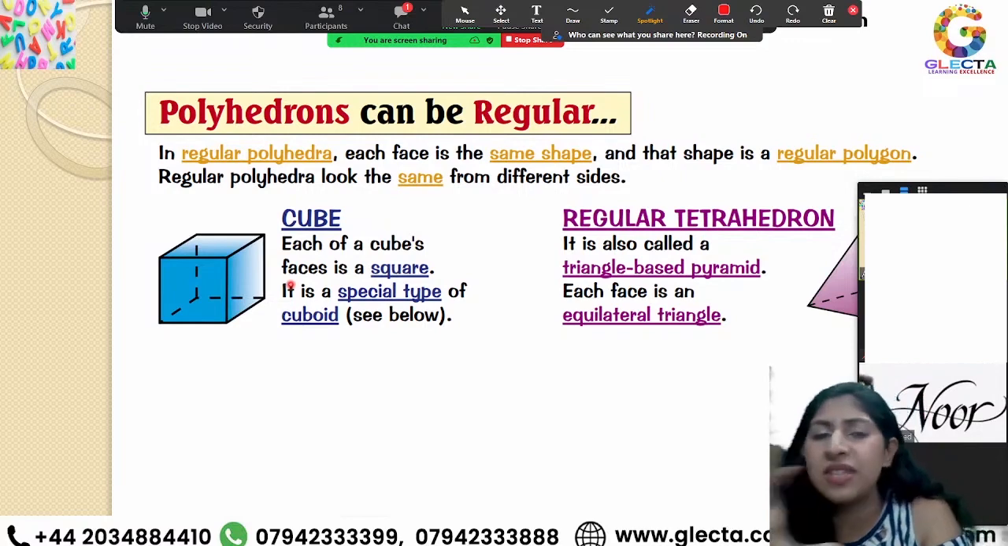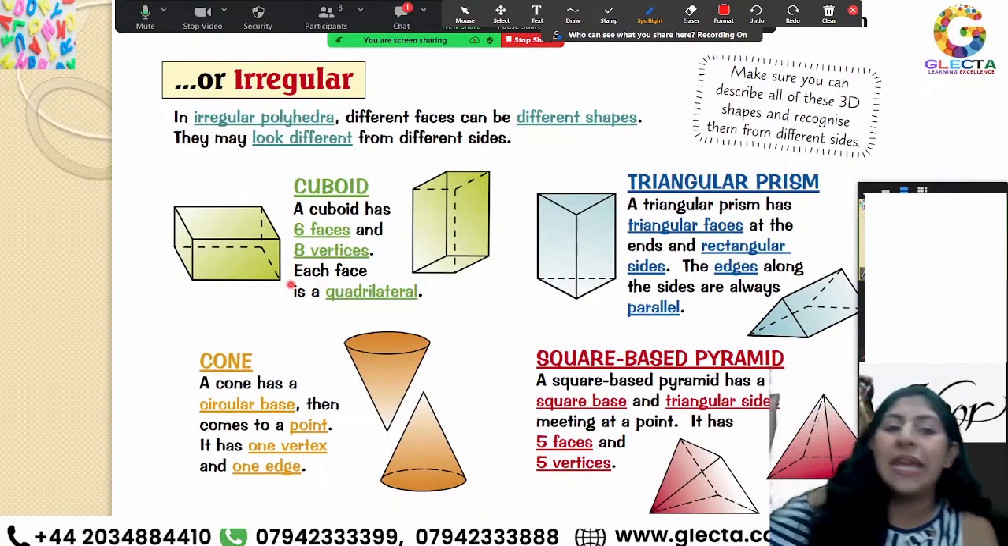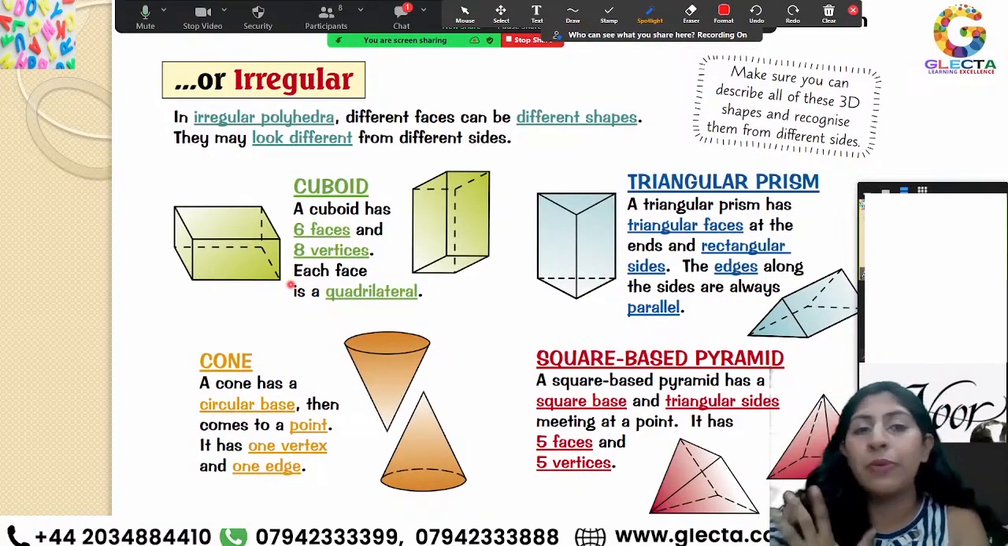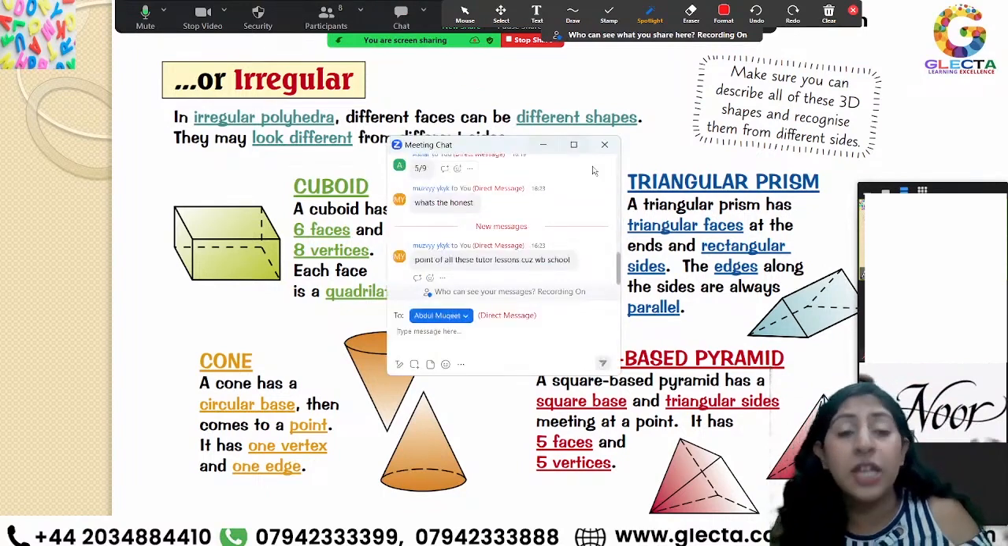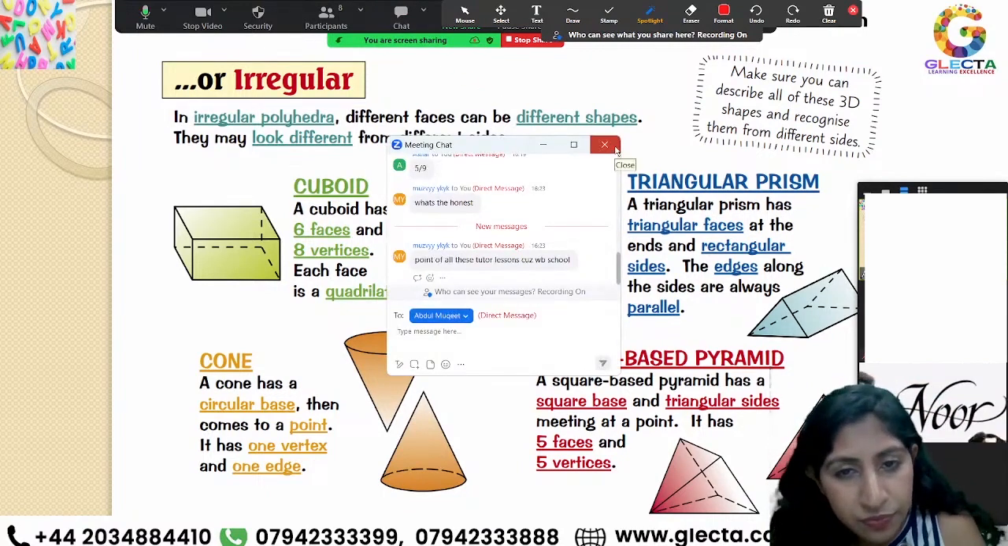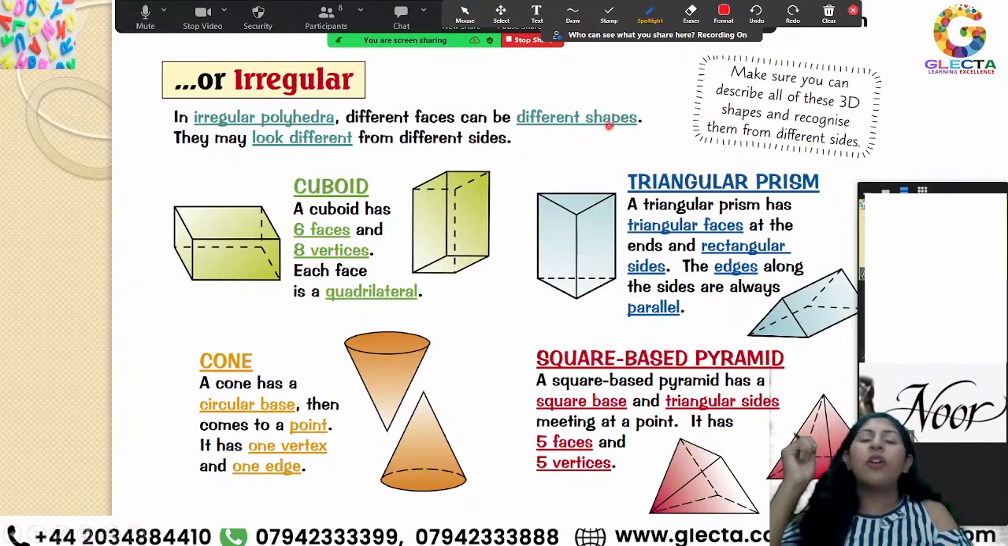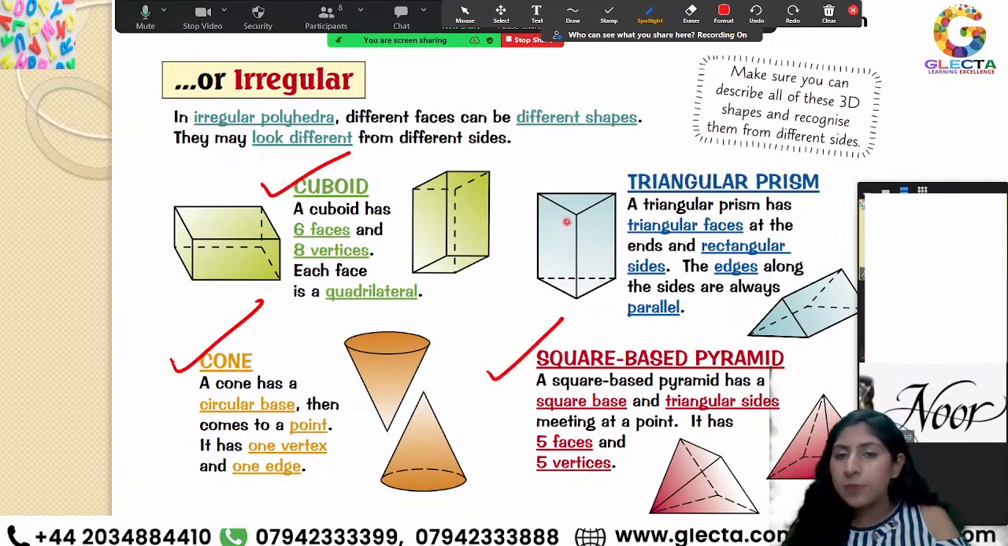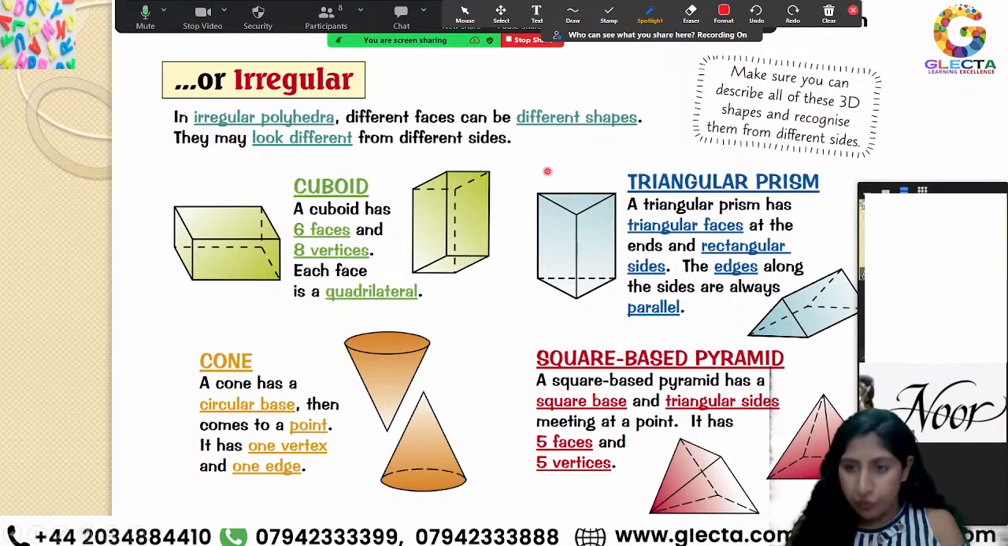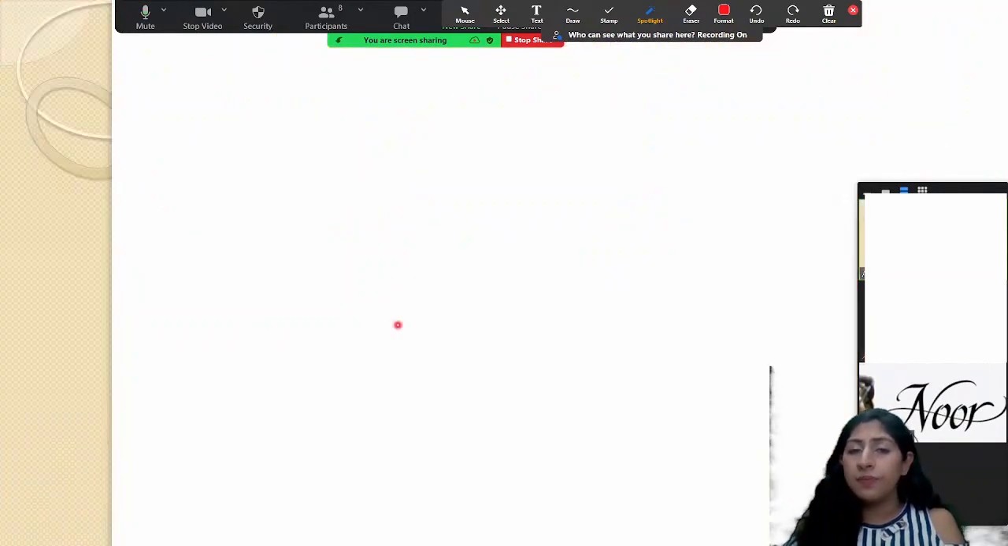This is just the difference in the naming. When we talk about irregular polyhedrons, we have the cuboid, cone, square base pyramid, triangular prism, and all of these. These were just the names that we discussed in the end. I hope nobody has any doubts in whatever we have done so far.